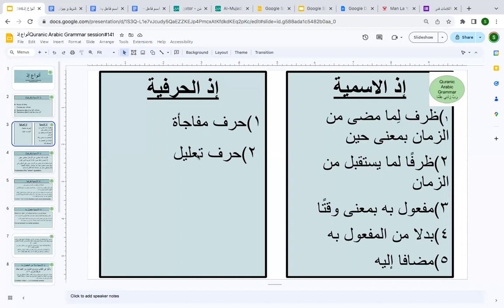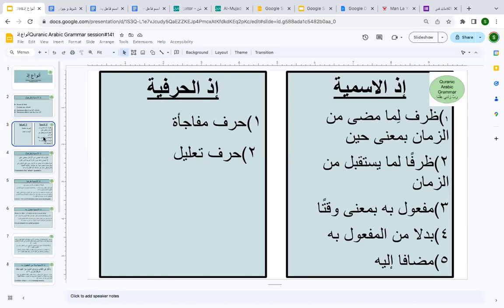It comes as harf ta'lil, and ta'lil means what? Who remembers? We have done lam ta'lil, and it's the same. It should give the meaning of reasoning, so that or because. It will tell you why something should happen, or so that this happens, so that that happens. So that is a little bit about idh when it is a harf.